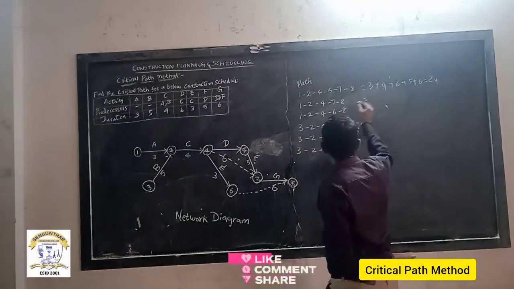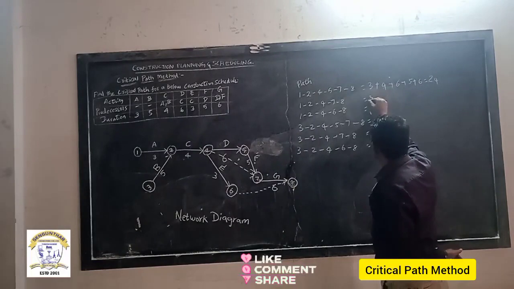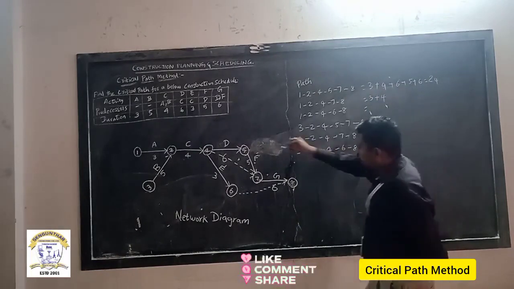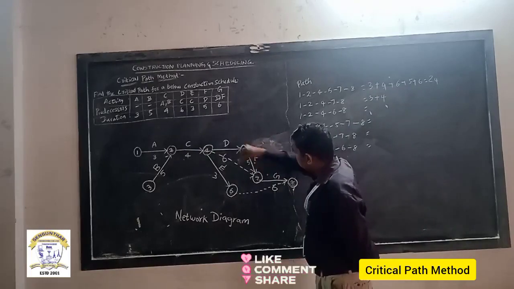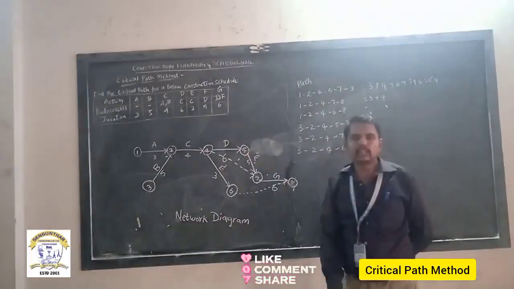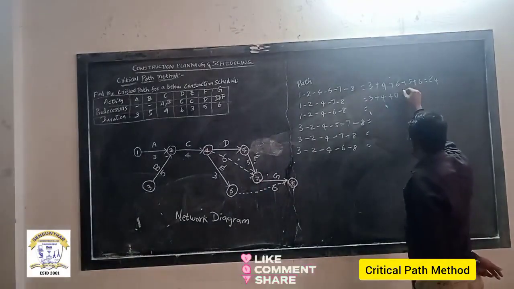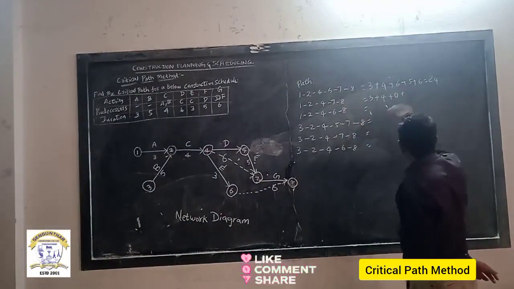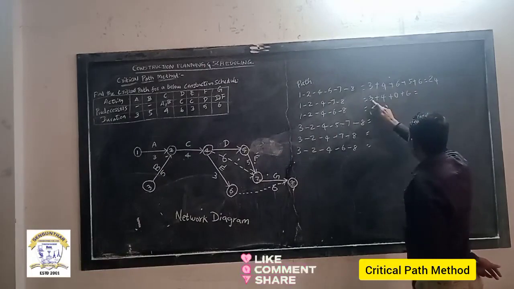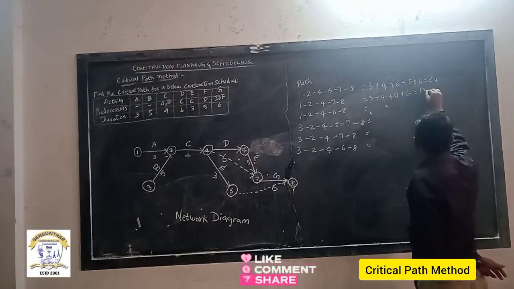Right. What is the second path duration? 1 to 2, 3, 2 to 4, 4, 4 to 7. Here 4 to 7 I made a dummy activity, so obviously a dummy activity has no duration. That's why I put 0 here. Next, 7 to 8 is 6. What is the sum of these values? 3 plus 4, 7. 7 plus 6, 13.